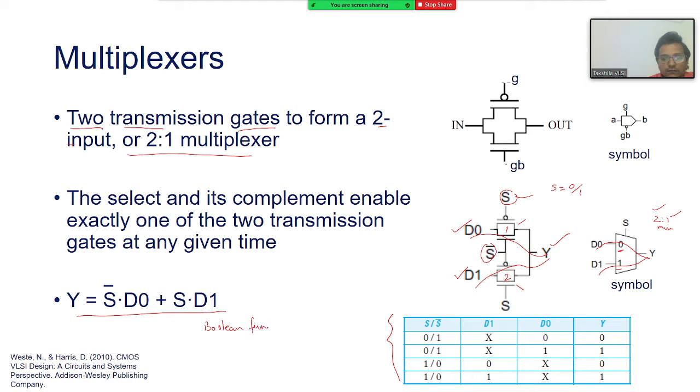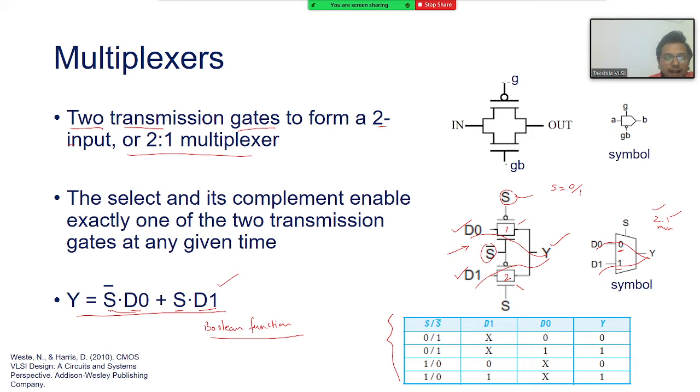So in the previous session I explained that any Boolean function you can implement using compound gates, and any Boolean function you can implement using the pass gate also. So this is the way they have implemented. What if I ask you to implement this using the compound gate? Let's assume that S bar is 1 literal and D0 is 1 literal. S is 1 literal and D1 is 1 literal.